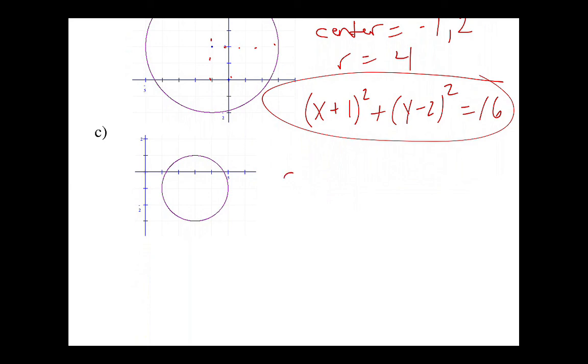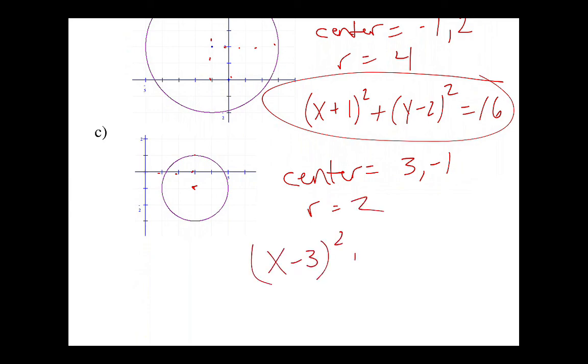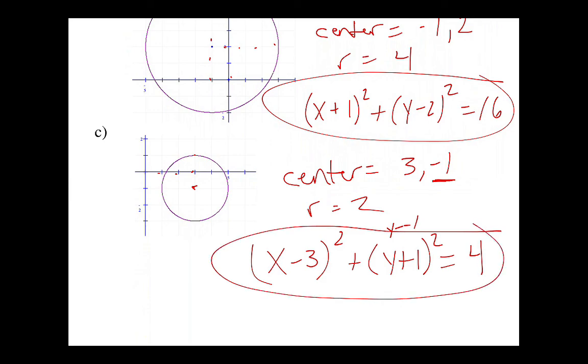So in the last one, part C again, we need to find the center. We need to find the radius. So the center is 1, 2, 3, -1. The radius is 1, 2. So my equation is x minus 3 squared plus y plus 1 squared. Remember, if it's negative, it's like subtracting y minus -1, so it's plus. And then equals the radius. 2 squared is 4. And there's the equation of my circle.